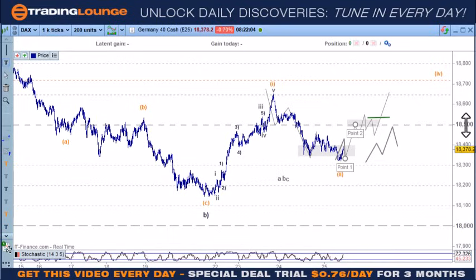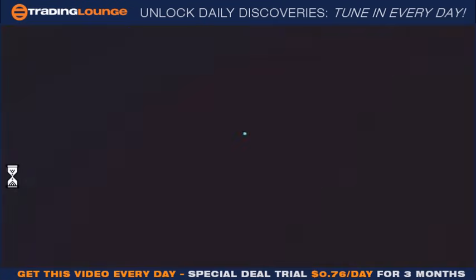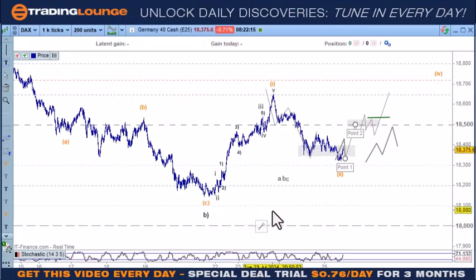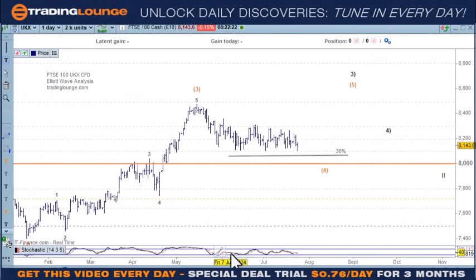So on the 18,500, we can go long, but we need this pattern here: the arrival at the 500, the reaction, the first high above the level. That's where we can go long over here, and then you can improve it over here. That's all I can do at this point, because the pattern behind all of this is not good enough. And this is the same with the FTSE as well.